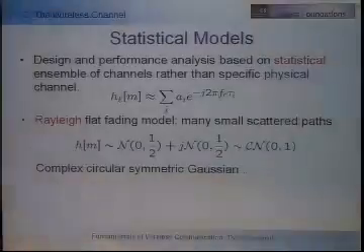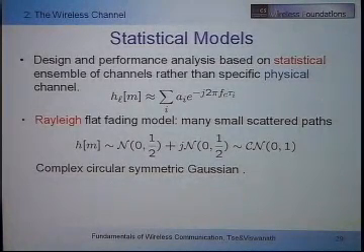In fact, whereas the Gaussian is sometimes questionable, the circular symmetric is beyond questionable. Okay? Unless you are sitting right beside the antennas, but then you have other problems to worry about.